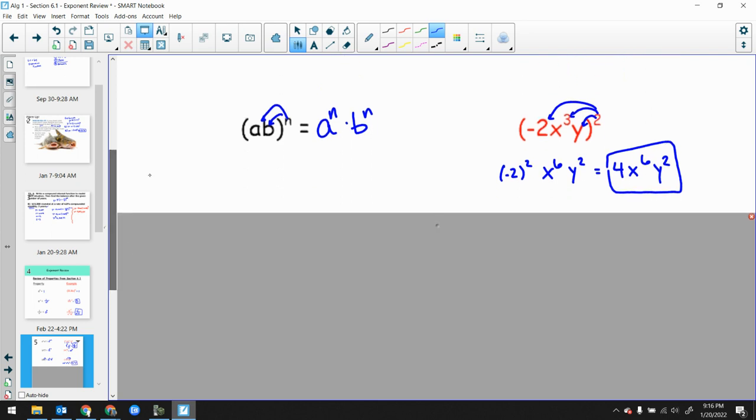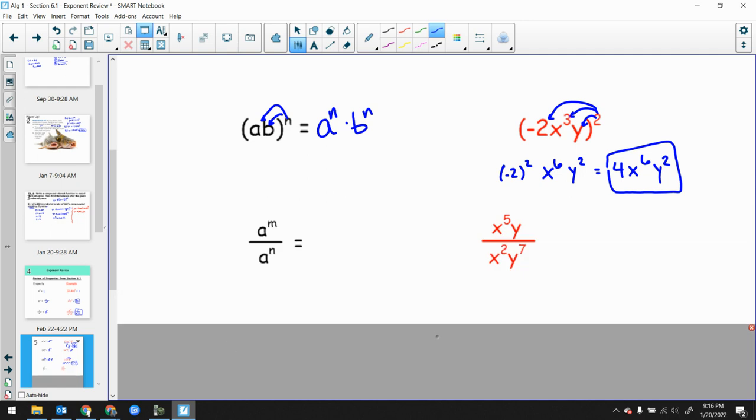All right, next one here. Now remember what I do with the division property of exponents. I say if I'm dividing with like bases, I subtract exponents. A to the m minus n. So in this case, this is x to the 5th over x to the 2nd. That is x to the 3rd. And then y to the 1st over y to the 7th, that would be y to the negative 6th.